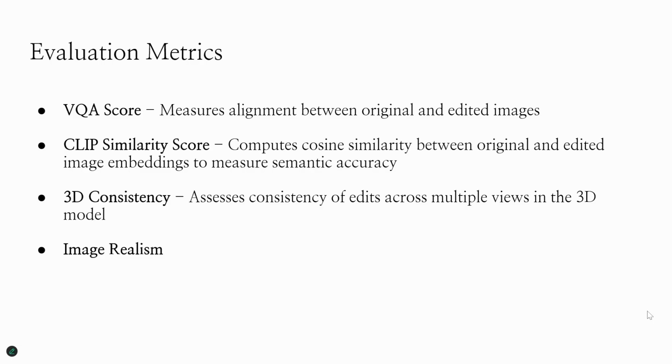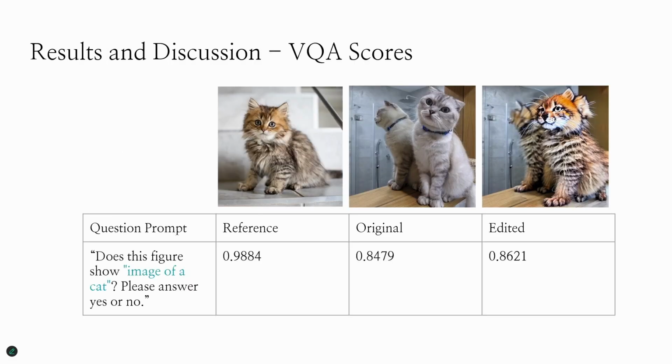VQA score leverages the capabilities of advanced VQA models to assess how well the scene has been edited. CLIP similarity score uses cosine similarity between CLIP embeddings to evaluate the images. Additionally, factors such as consistency of the 3D scene and its realism compared to real images are also considered in the evaluation. Human discernment should be used when looking at quantitative scores such as the VQA score.